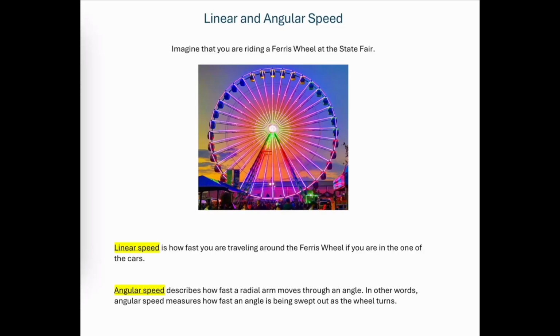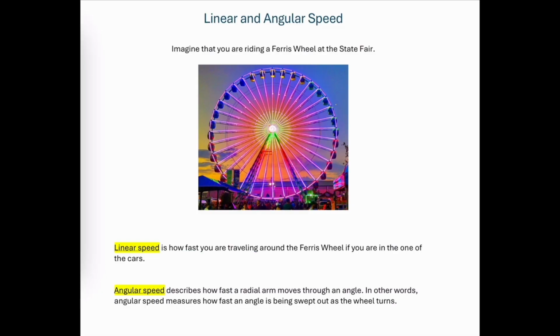In order to discuss linear and angular speed, let's imagine that we're riding on a Ferris wheel at a state fair. The linear speed is how fast you're traveling around the Ferris wheel if we're in one of the cars on the outside. In other words, it's how fast we're moving around the outside of the circle.